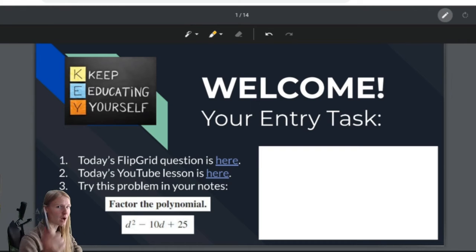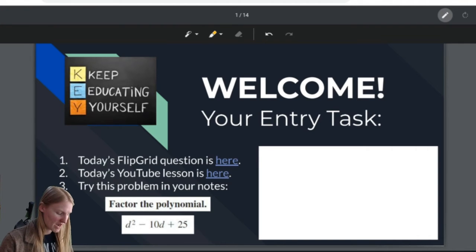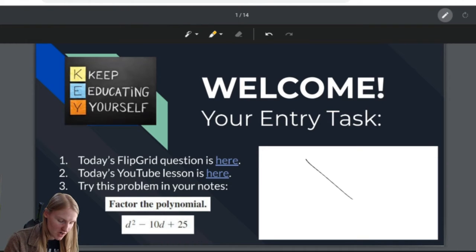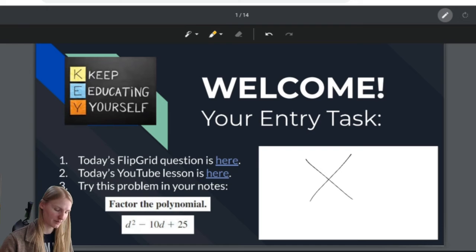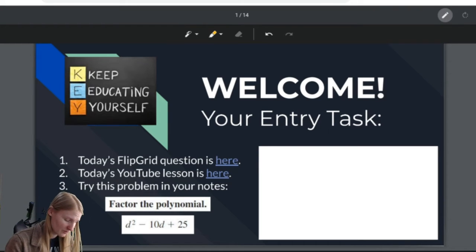Now, pause the video, try this problem in your notes, and then unpause it to do it with me. Okay, we are asked to factor the polynomial d squared minus 10d plus 25. I could do it this way, but instead, the first thing I'm going to do is check and see if our pattern works.